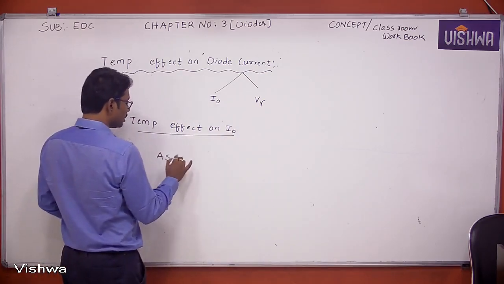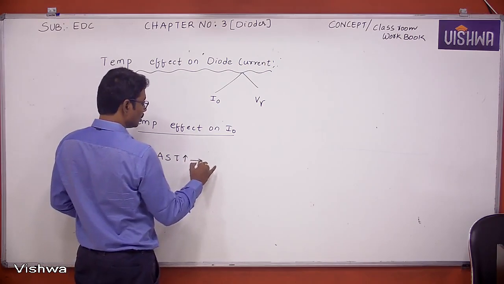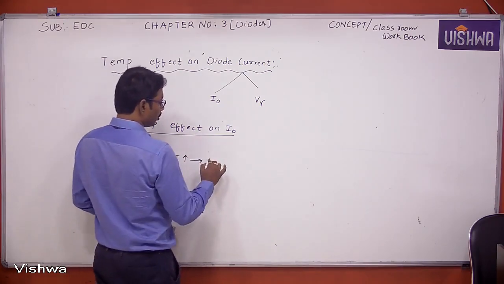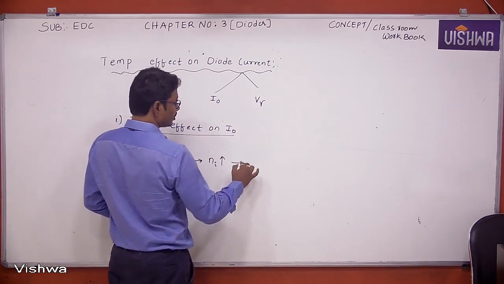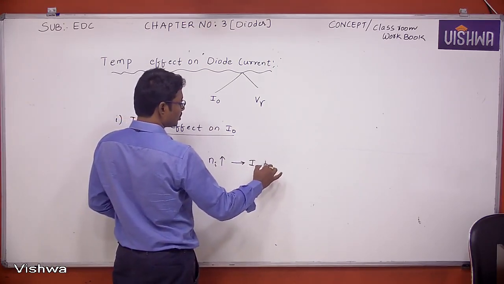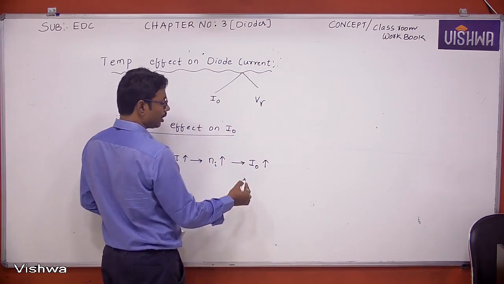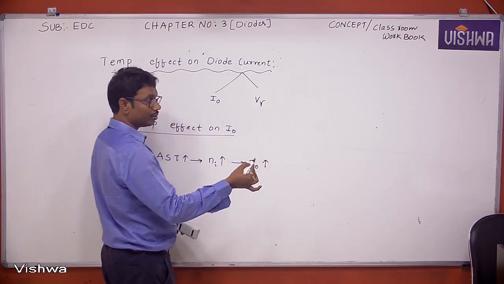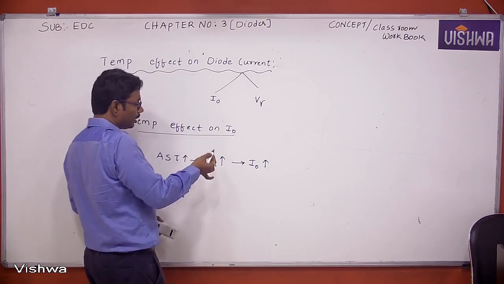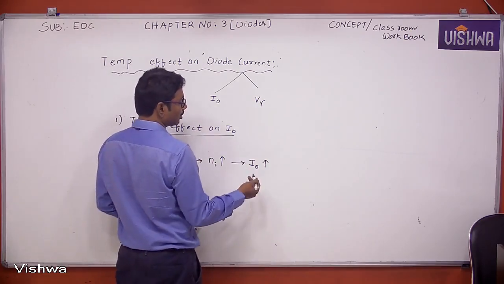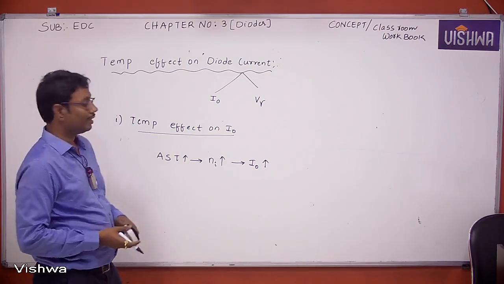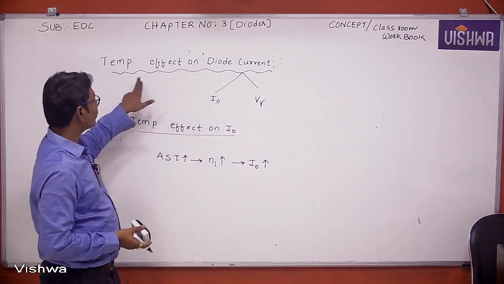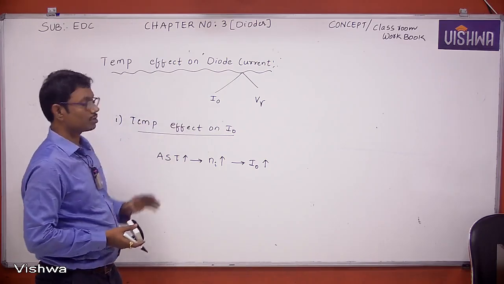As temperature is increased, what about the intrinsic concentration? It increases. If intrinsic concentration increases, the reverse saturation current also increases, because we know I naught equals q into A into Ni square. If Ni increases, I naught also increases, and if I naught increases, I also increases. In this way, the diode current is affected by temperature because of reverse saturation current.